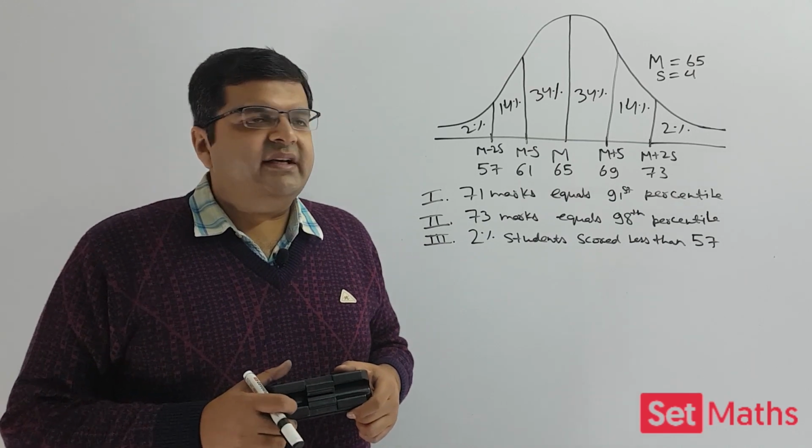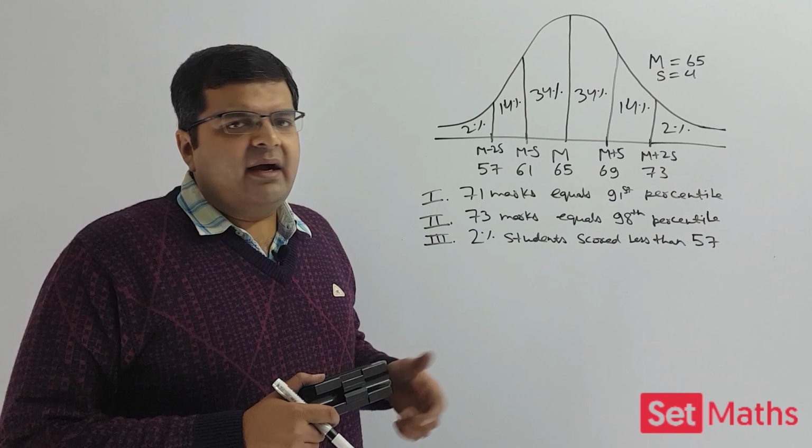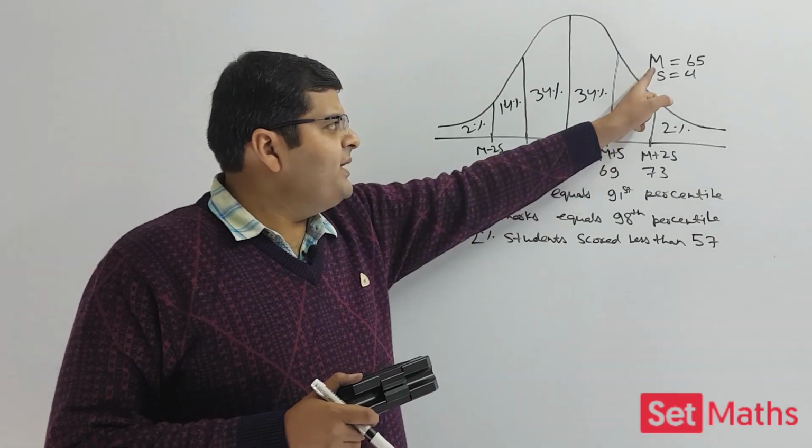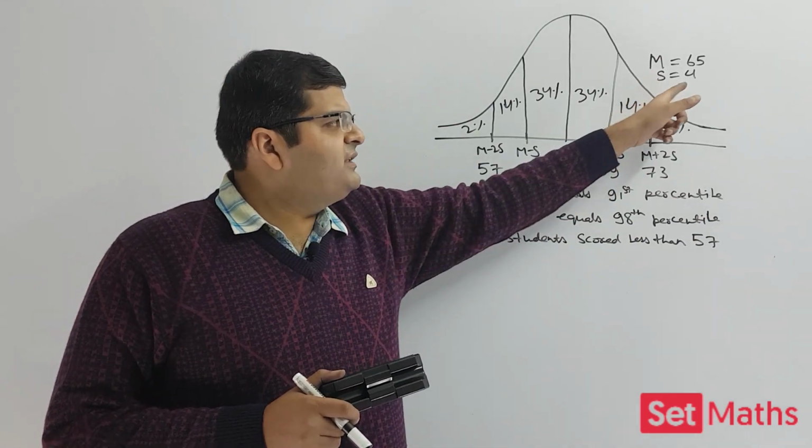Okay, so this question says that the results of a test follow normal distribution. The average marks of the test is 65, so mean for the test is 65. The standard deviation is 4, so S is 4.